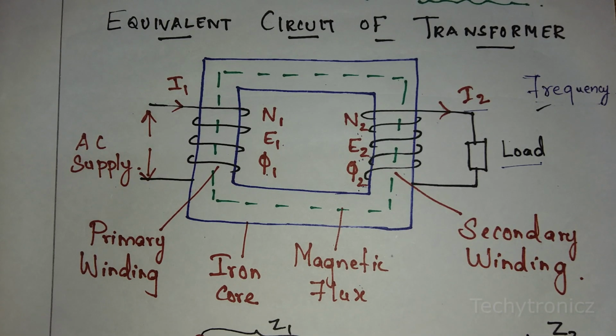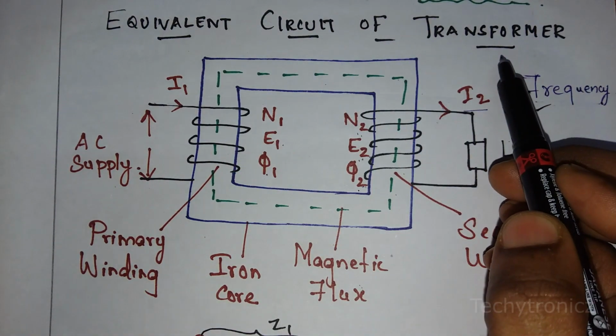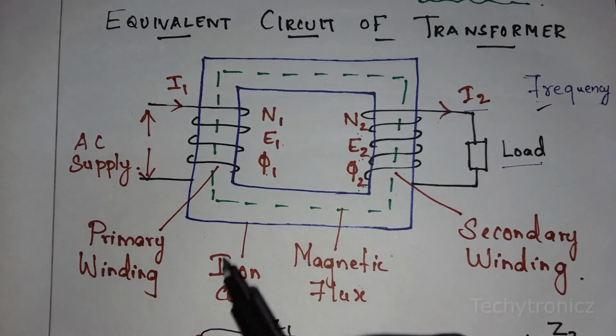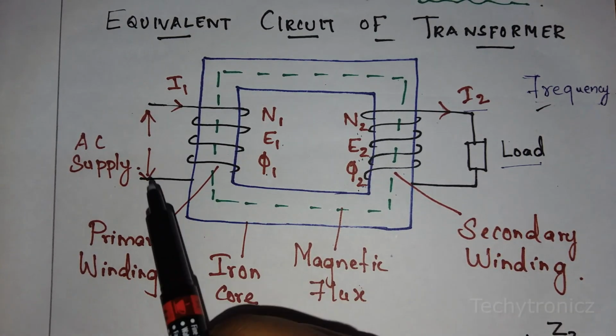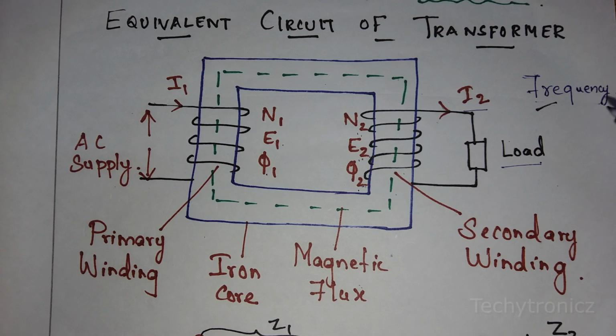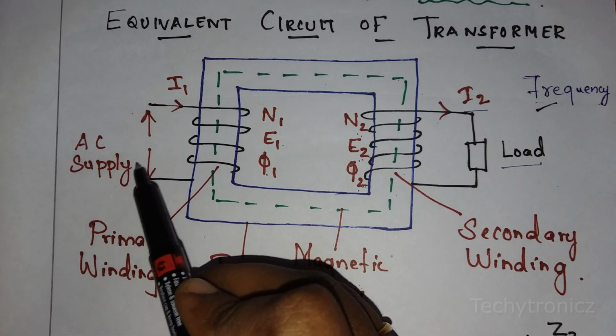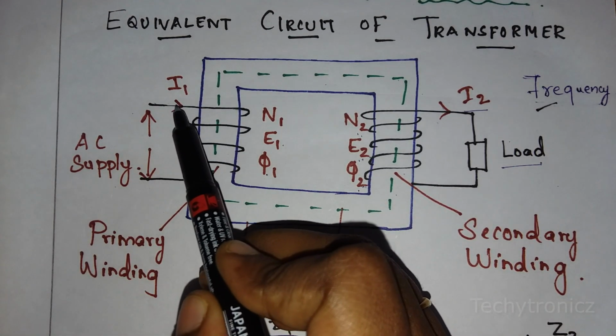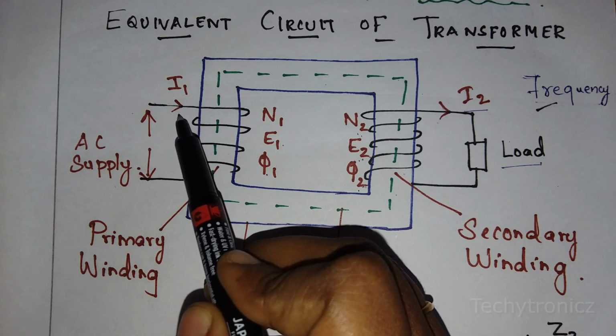Hi students, today we are going to learn about the equivalent circuit of a transformer. A transformer transfers electrical energy from one circuit to another without changing the frequency. Here, an AC supply is given to the primary winding, and the current that flows in the primary winding is I1.